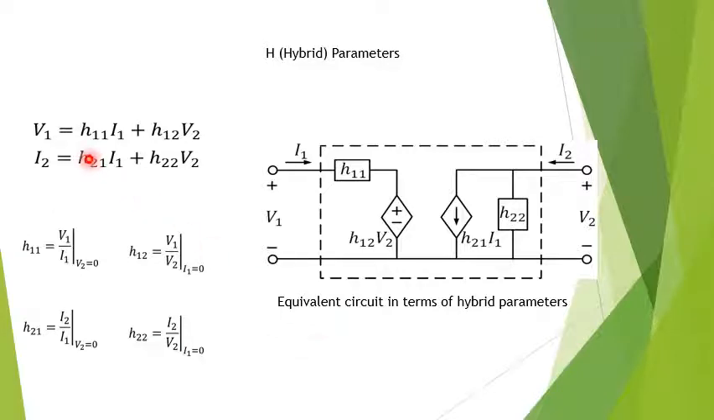Once you get the hybrid parameters, you can develop the equivalent circuit of the given network in terms of the hybrid parameters. So we can see that H11 is in the series arm at the input port. Here we have a voltage controlled voltage source whose magnitude is given by H12 into V2. H22 is in the shunt arm at the output port, and you have here a current controlled current source whose magnitude is given as H21 into I1.